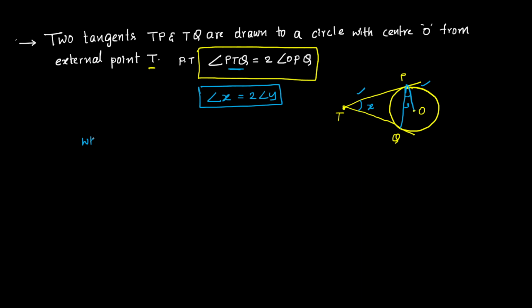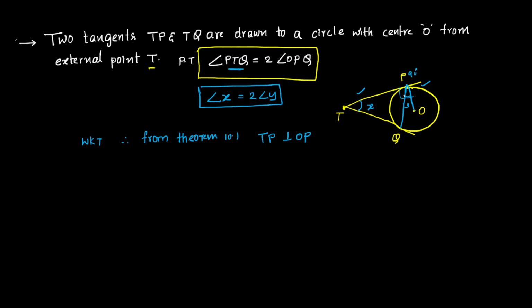We know that TP and OP are perpendicular because a tangent is always perpendicular to the radius, right? So therefore from theorem 10.1, TP is perpendicular to OP. TP is perpendicular to OP. So this entire angle will be 90 degrees.